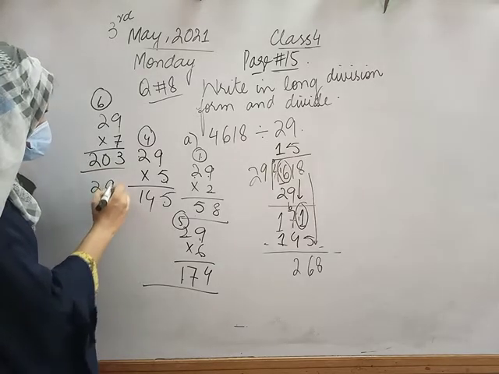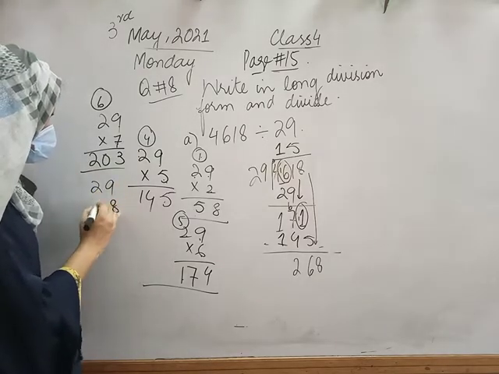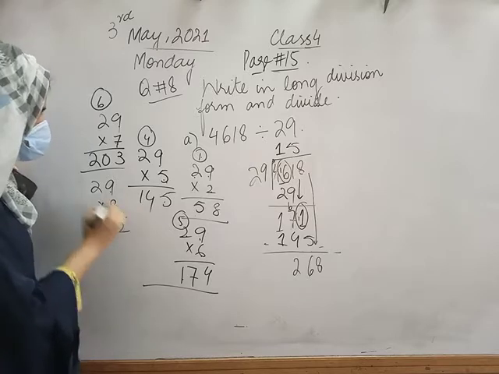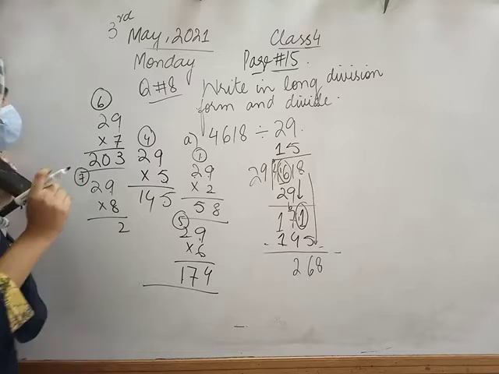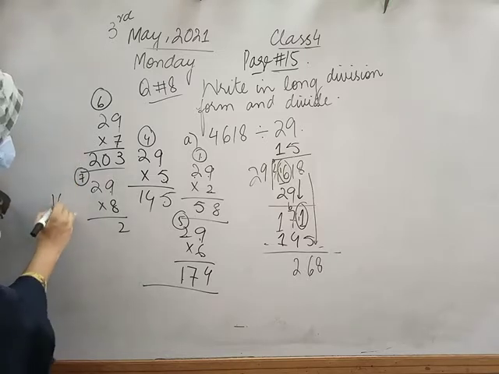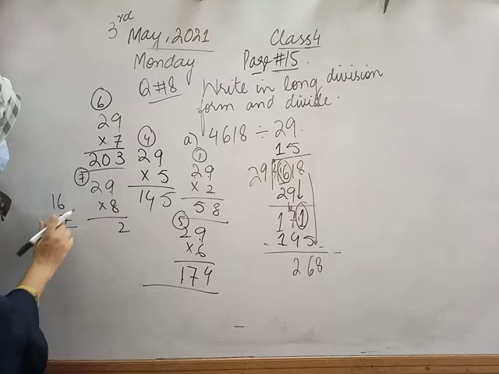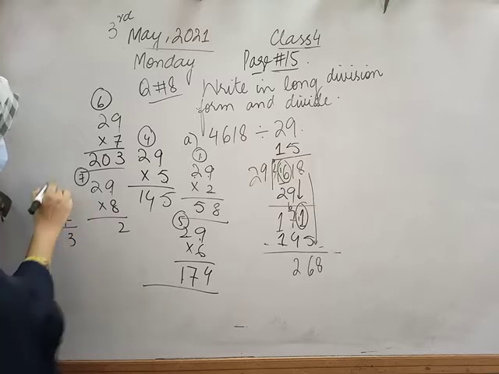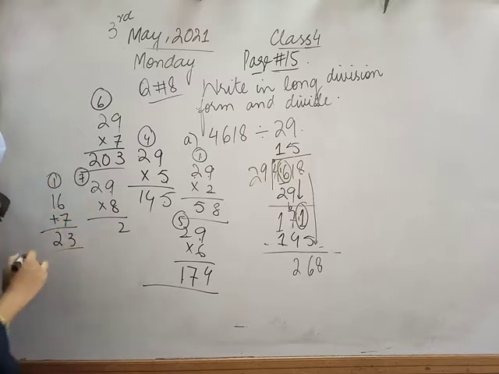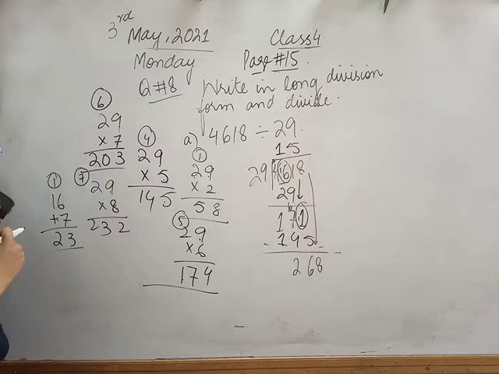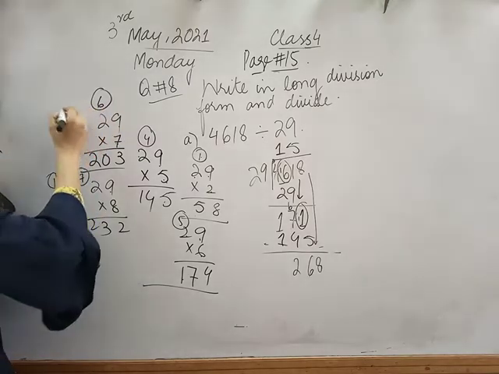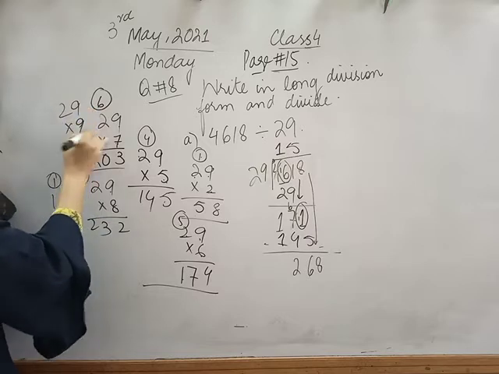Now we will do with 8. 8 9 times 72. 8 2 times 16 and 16 में हम 7 ऐड करेंगे. 13 and 23. So we have 23. 232. अब ये भी इसके नियरर है. एक दफा और हम अब 9 से भी करके देख लेते हैं.